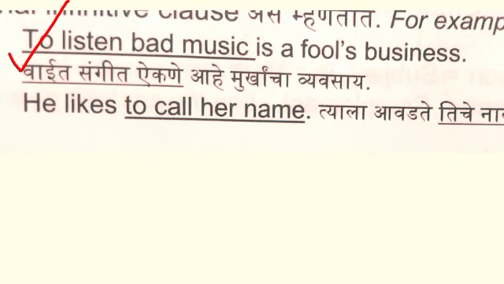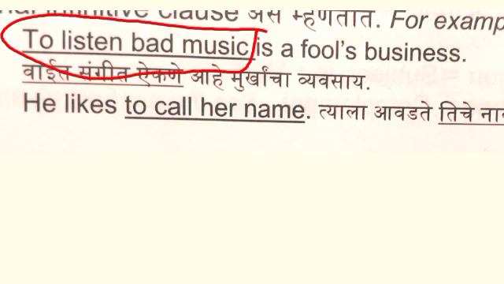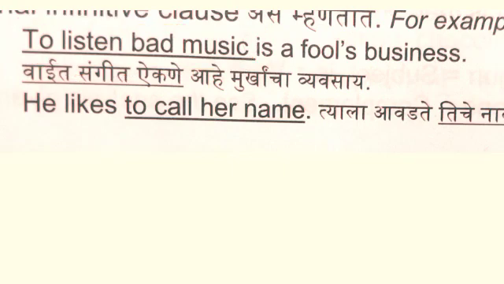Let's try to understand the first sentence. To listen to bad music is a fool's business. "To listen to bad music" is an infinitive clause and it is functioning as the subject in this sentence. "Is" is functioning as the verb, and "a fool's business" is the complement. You can replace this with the help of a pronoun, noun or a noun phrase. Say for example, we are replacing it with the pronoun "it". So the sentence becomes, it is a fool's business. "It" is equal to "to listen to bad music", and that is functioning as the subject.